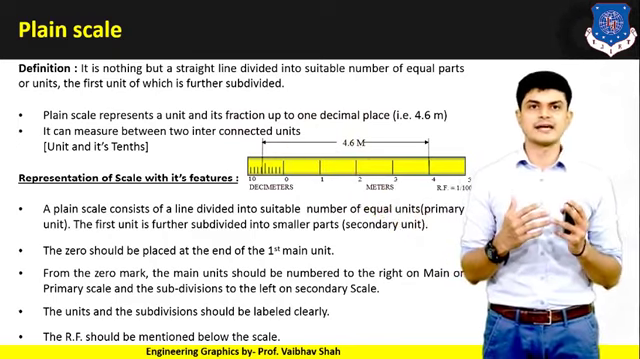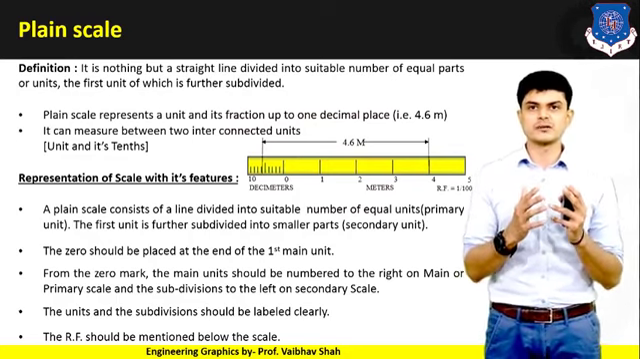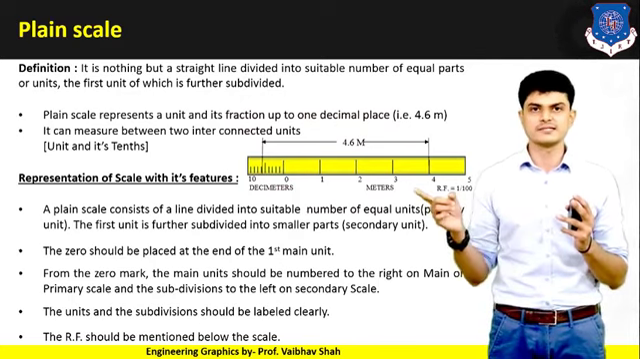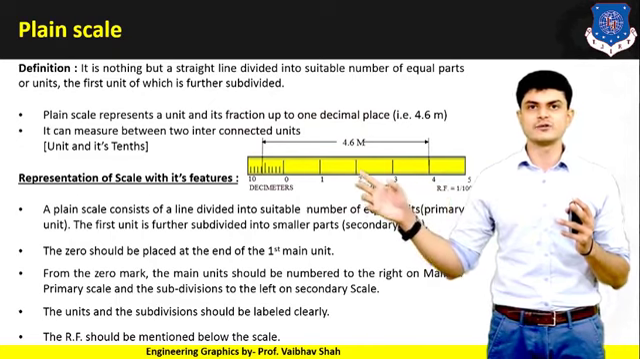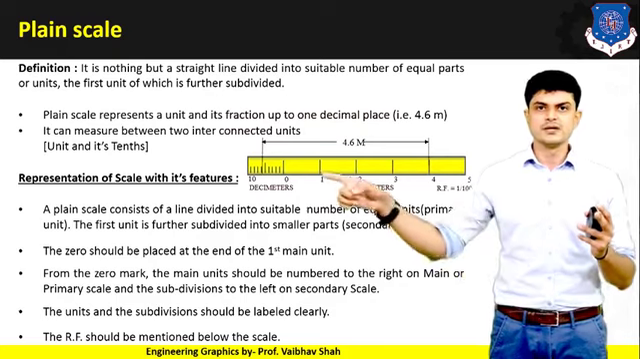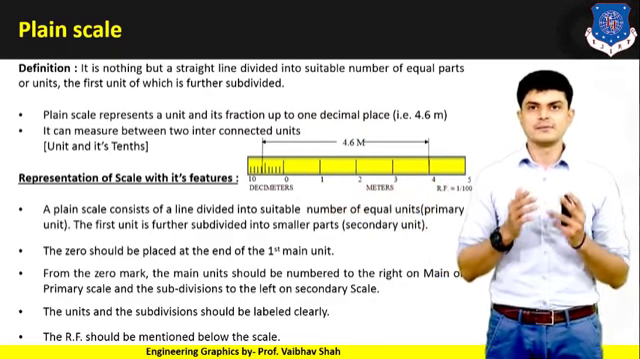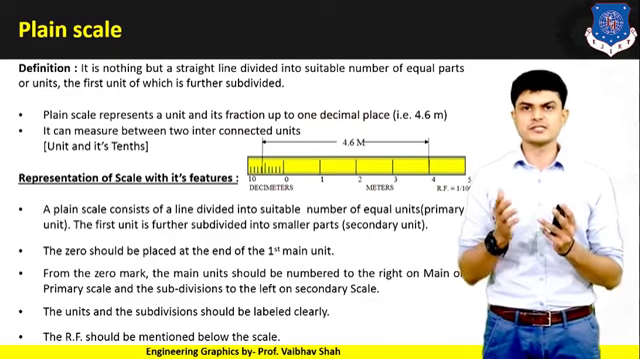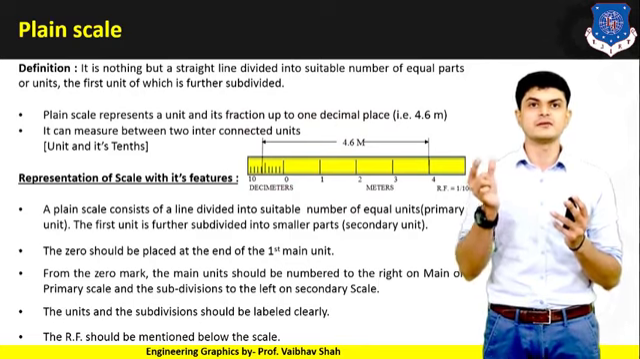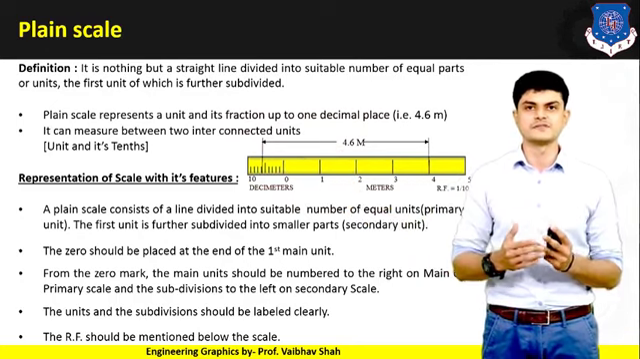Now let us understand how to represent the scale with its features. First, a plane scale consists of a line divided into suitable numbers. Here in our case, this is a line divided into suitable numbers. We have divided this line into 6 equal parts. You can see 0, 1, 2, 3, 4 and 5. Now, the first unit is further subdivided. We know that in our scale also, we have subdivision of 10 different lines. So we have subdivided this first portion into 10 subdivisions.